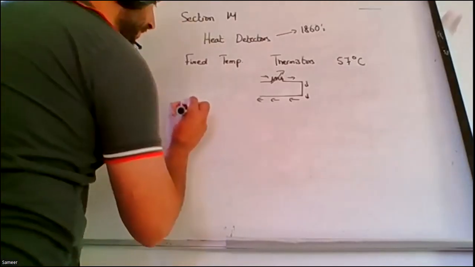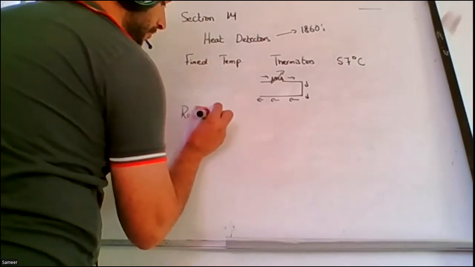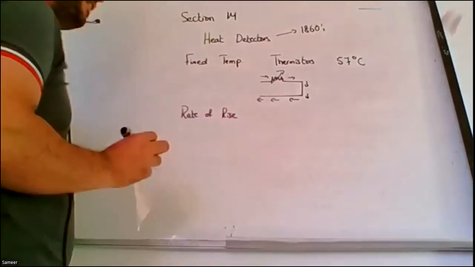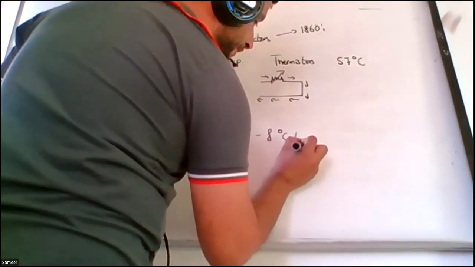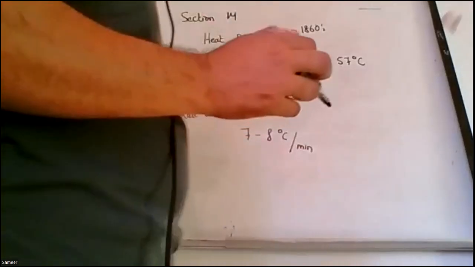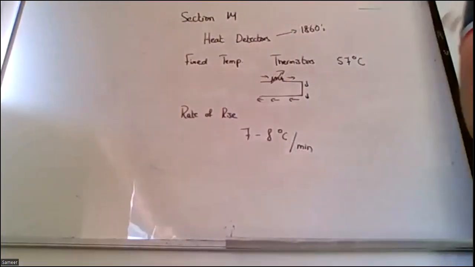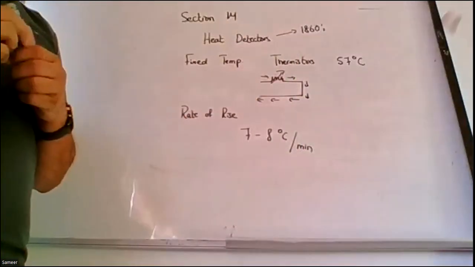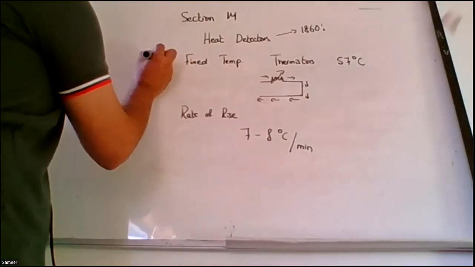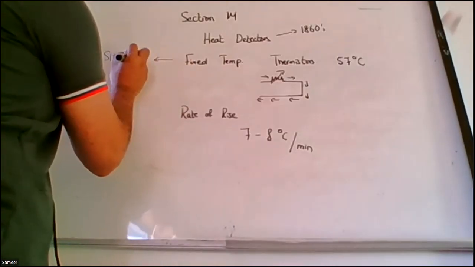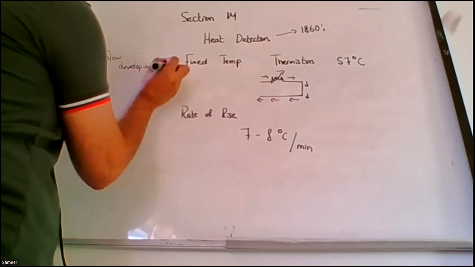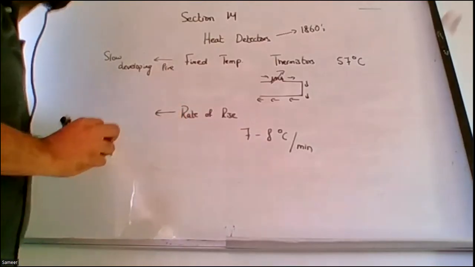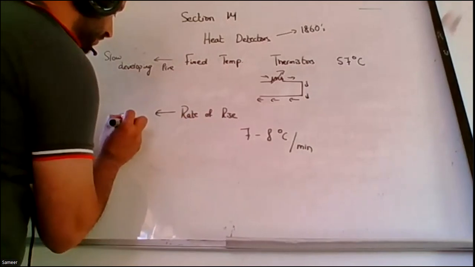Then we have rate of rise heat detectors. These type of heat detectors operate whenever there's a temperature rise of 7 to 8 degrees Celsius per minute. In other words, I can also say that the fixed temperature heat detectors will respond to a slow developing fire, and rate of rise usually responds to fast developing fires.